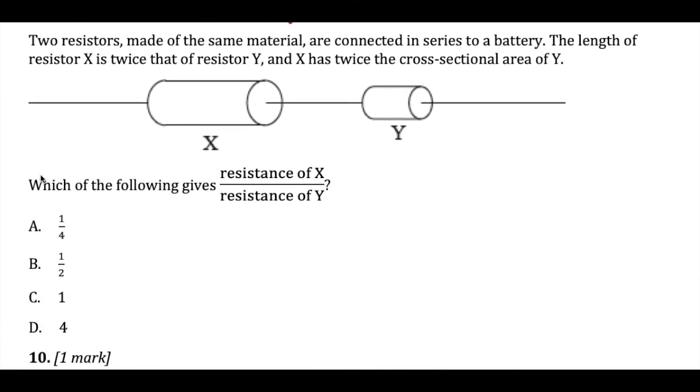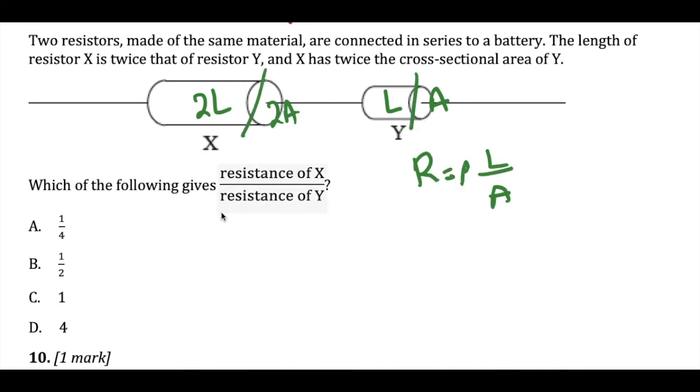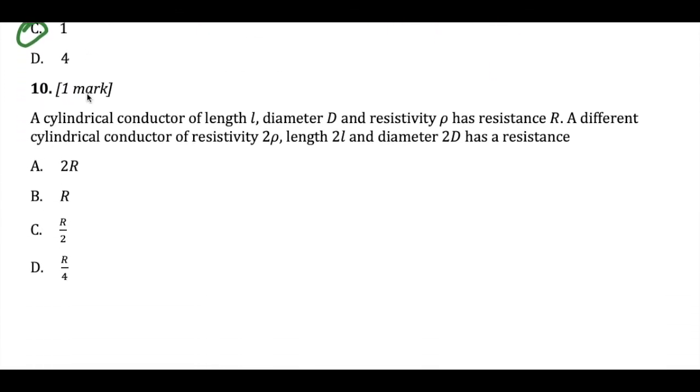Now, number 9, we have X and Y. So simple ratio. This has a length 2L and 1L. And X also has twice the cross-sectional area. So this is 2A and A. Well, resistance is proportional to length over area. Well, more specifically with the rho. But if you see that this ratio is the same as that ratio, these resistances are equal, so their ratio will be 1.